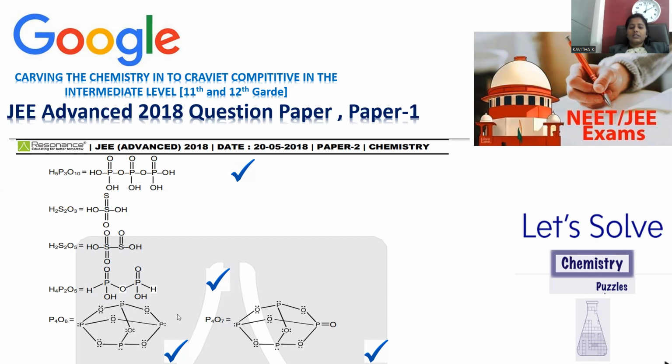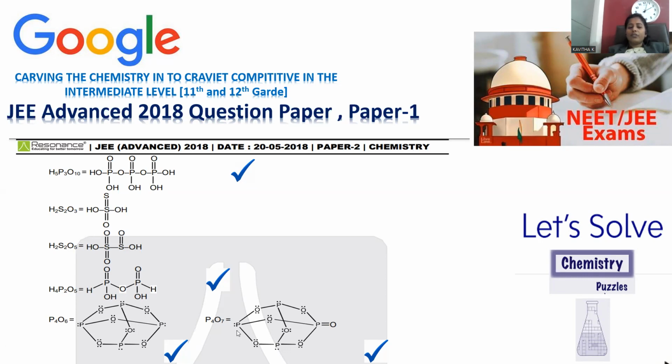One bridging oxygen, second one, third one, fourth one, fifth one, sixth one. Six bridgehead oxygens are present within the molecule. P4O6 is having 6 bridged oxygens. All are bridged only, no free oxygen.